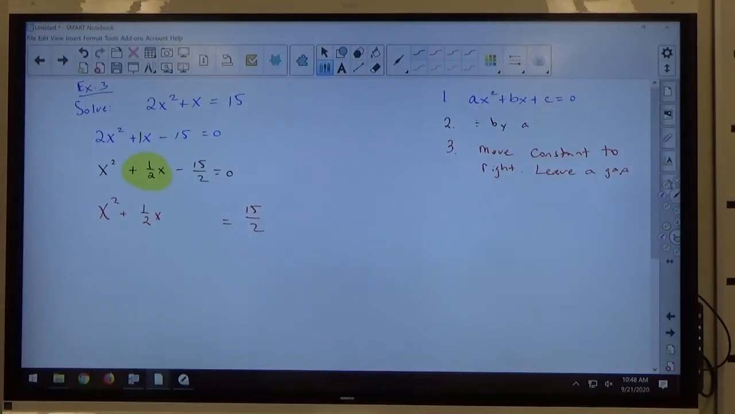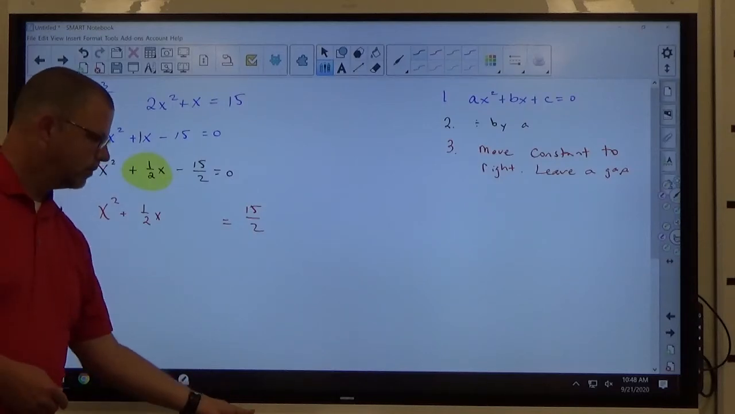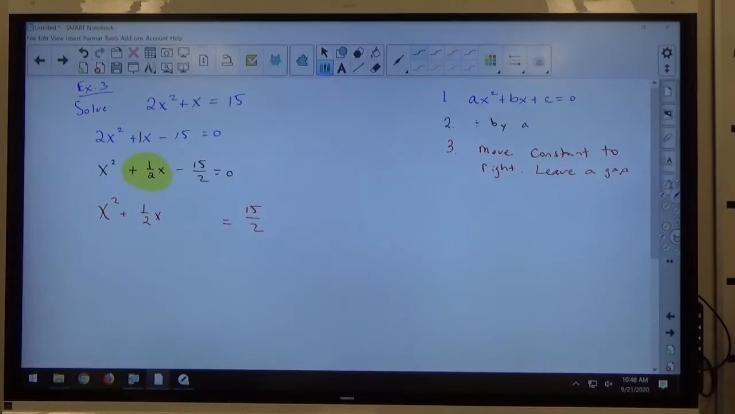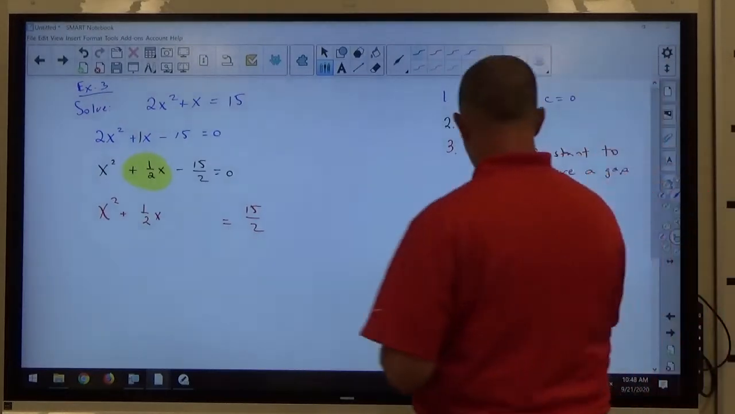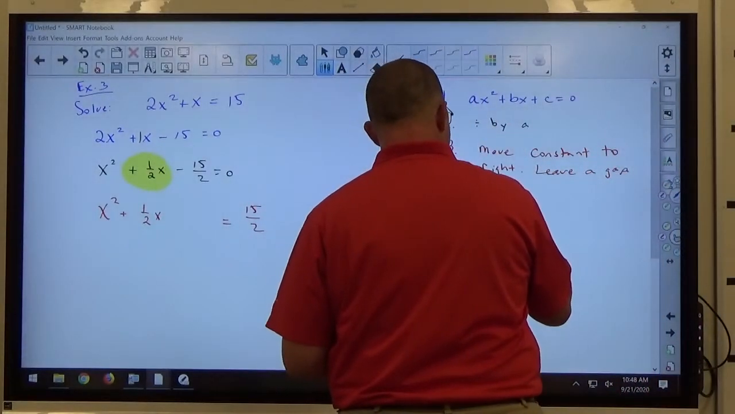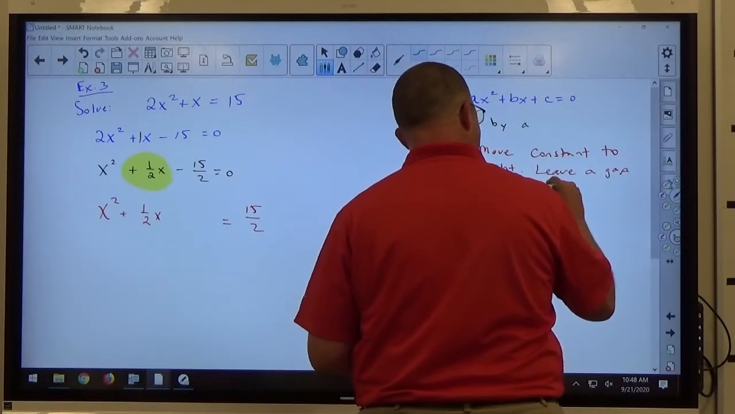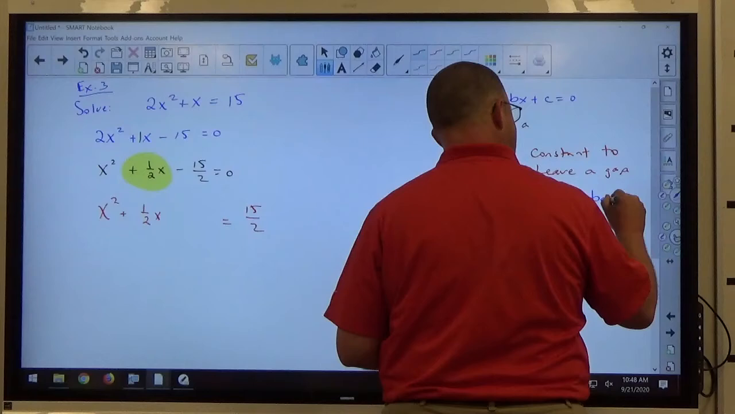Just for the sake of having neat, organized work that's going to be very systematic to the answer, it's very important that gap is there. Moving on to step 4. We're going to add b over 2 squared to both sides.